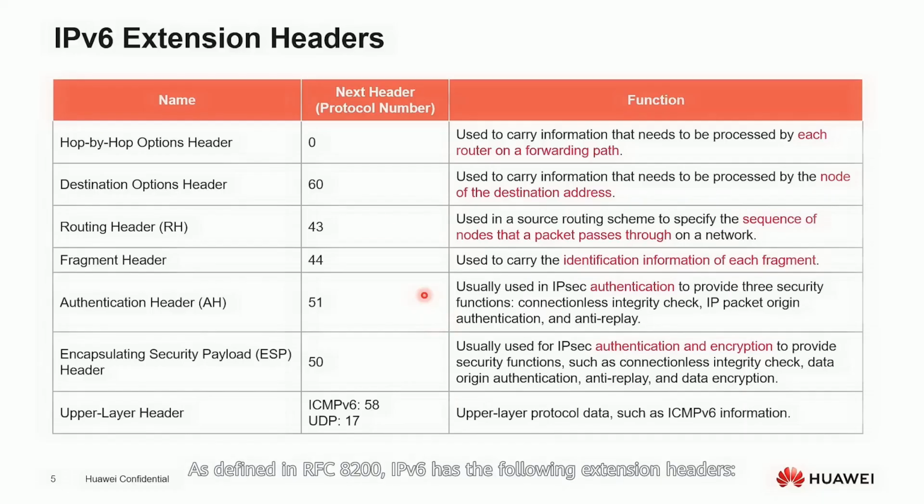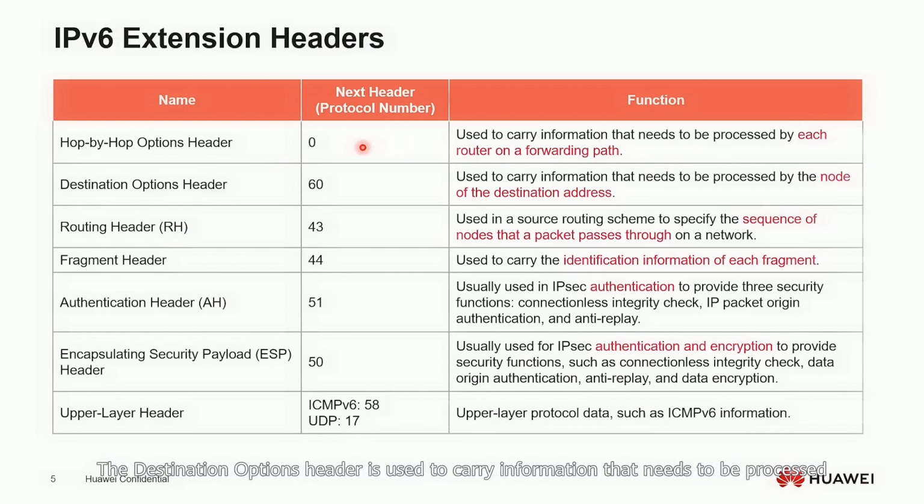As defined in RFC 8200, IPv6 has the following extension headers: hop-by-hop options, destination options, routing, fragment, authentication, encapsulating security payload, and upper layer headers. The hop-by-hop options header is used to carry information that needs to be processed by each router on a forwarding path. The next header value is 0.